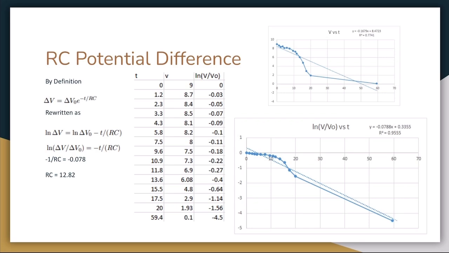Next, we will be discussing the potential difference of our previous circuit. By definition, we have that our delta V is equal to delta V naught e to the negative t over RC. We can easily rewrite this and break down the terms to find our RC, which, if we have our voltage ln of V over V naught versus time, we can use the slope of this to plug back into our formula, where -1 over RC is equal to our slope to isolate our RC variable.